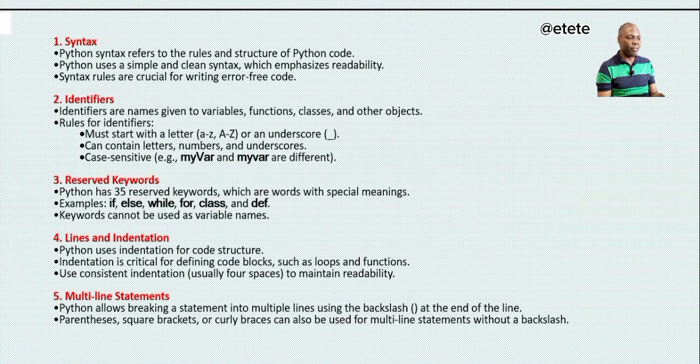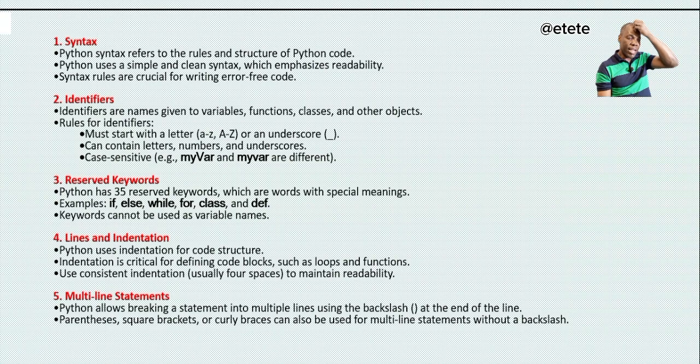What are identifiers? Identifiers are names given to variables, functions, classes, and other objects. So, in the Python world, we have what you call variables, and what are the names you'll be giving them? We have functions, and what are the names you'll be giving them? We have classes, and what are the names you'll be giving them? We have other objects. In the Python world, everything is an object. Now, how do you name them? Just like you have human beings, the names you are going to give to them, that is what you call identifiers.